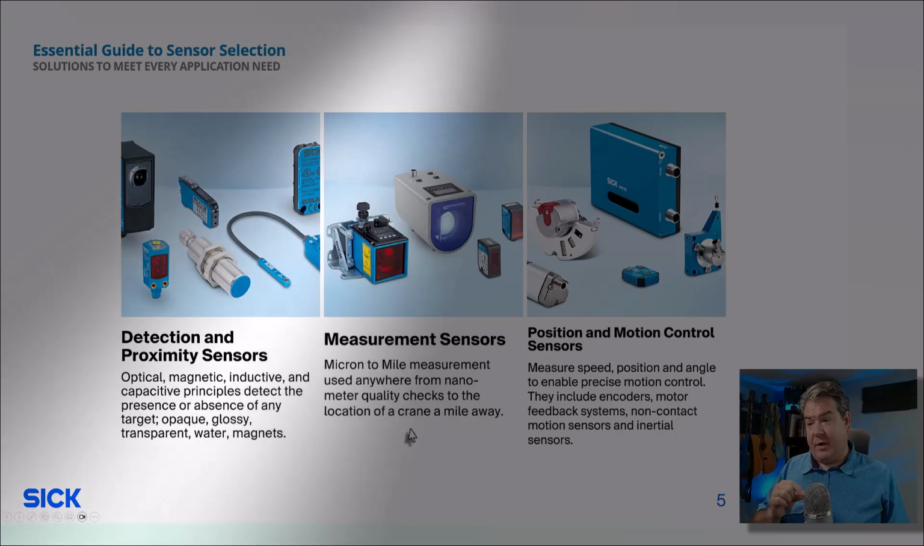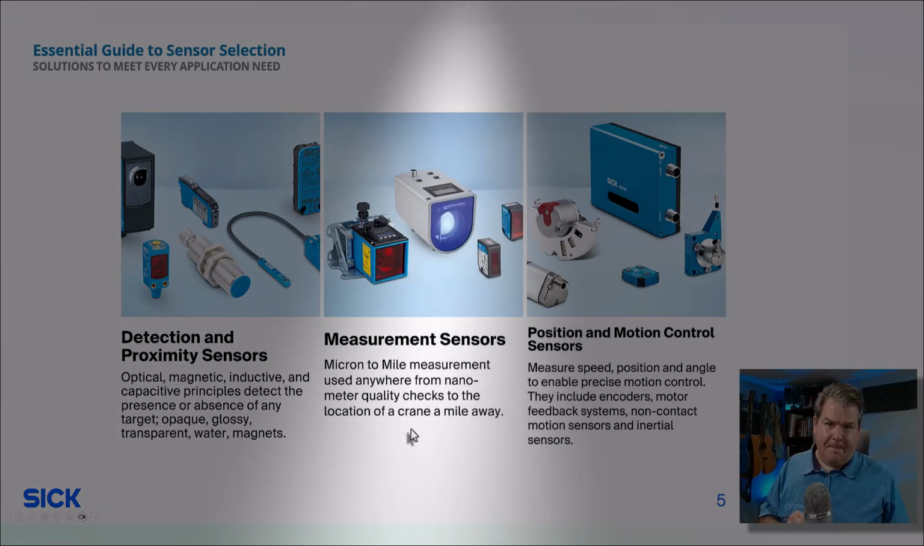So with measuring now, we look at our measuring sensors. So what will your distance be to the target? And really, most importantly, how close can you get your sensor to the target? The closer you are, typically, the better your measurement is. Then, what type of precision are you looking for? Are you looking for microns, even nanometer measurements for maybe quality checks? Or are you looking for something that could potentially be a mile away, like maybe a crane? So we look at things from submicron all the way up to a mile.